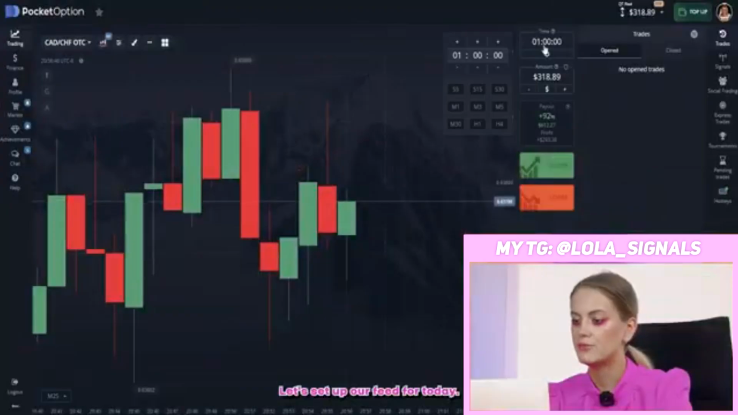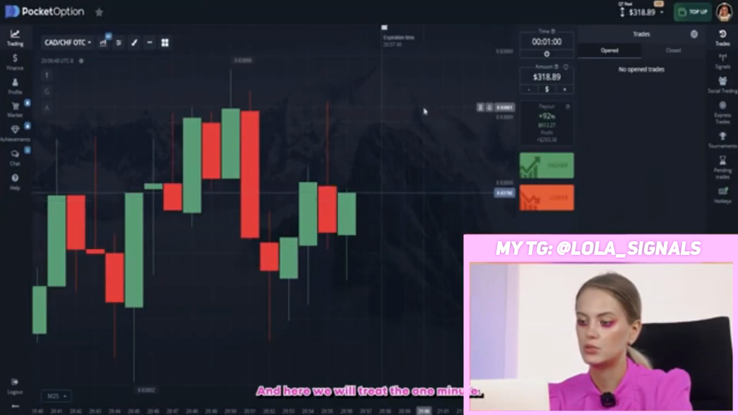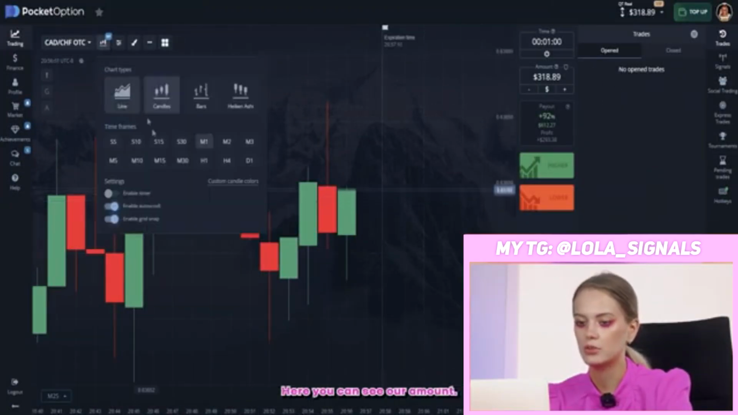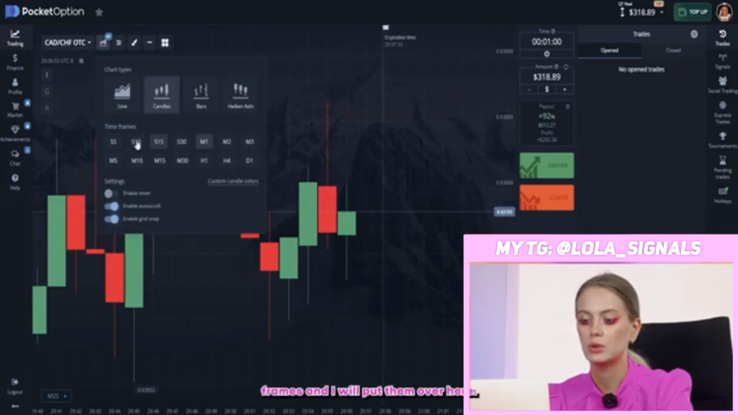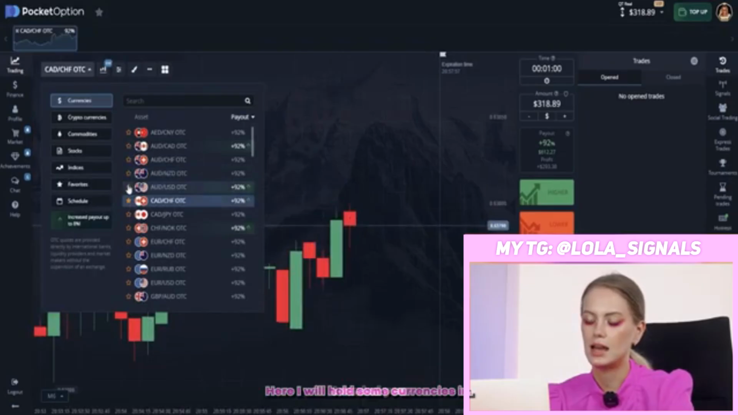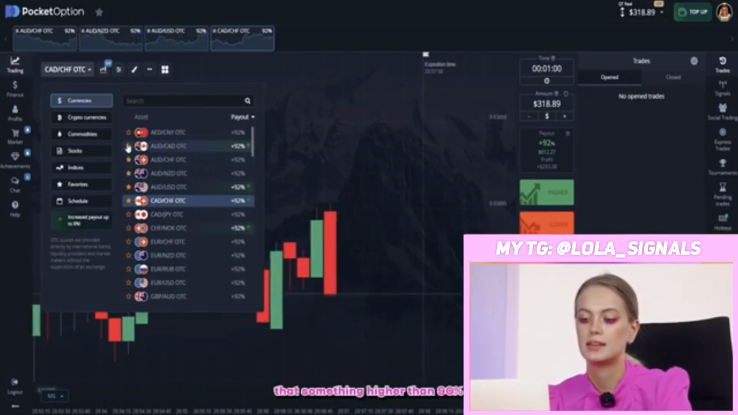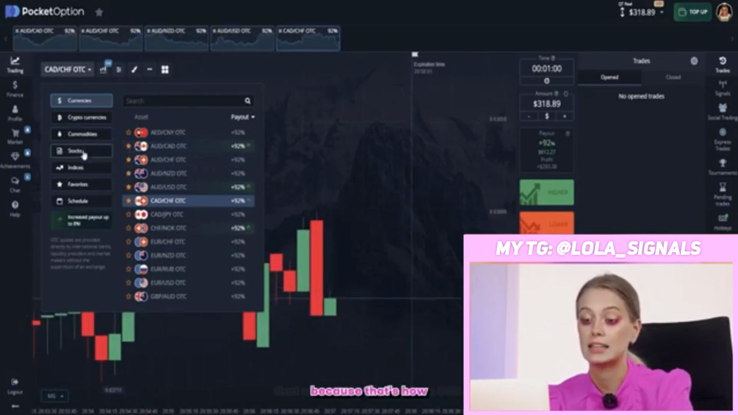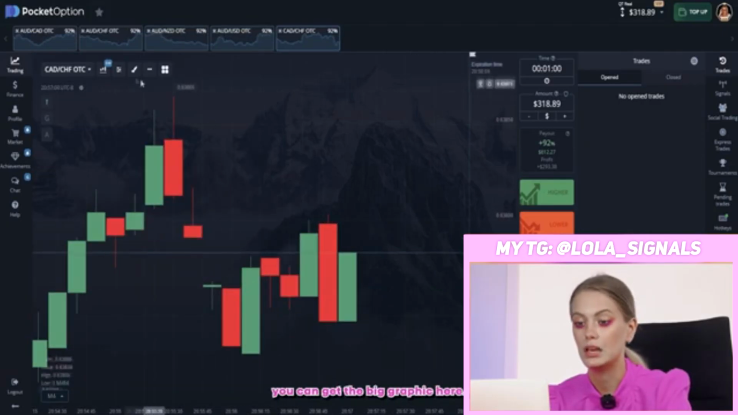Let's set up our feed for today, and here we will trade per 1 minute. Here you can see our amount. I will choose some time frames and I will put 10 over here. Here I will put some currencies, and I remind you, I usually depend on something higher than 90%, because that's how you can get the big profit.